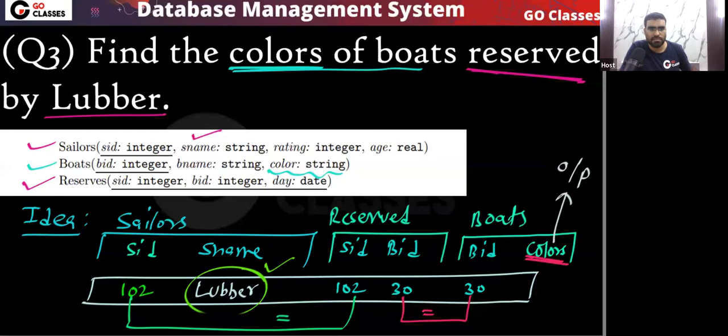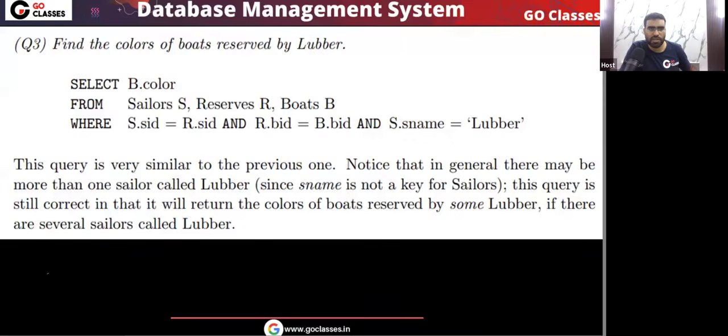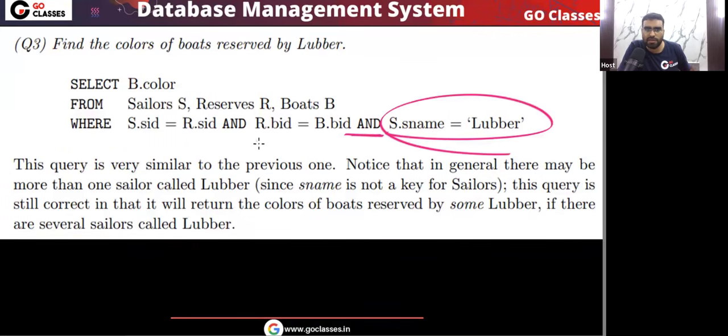Is this clear? So very simple. So finally, your output will be this. You can see that sname must be Lubber and R.BID equal to B.BID and S.SID equal to R.SID, and you will project the color. So that's it. So these are the SQL queries. I hope you understood. Is this clear? Let me know. Did you understand so far? Everything that we have seen so far, did you understand?